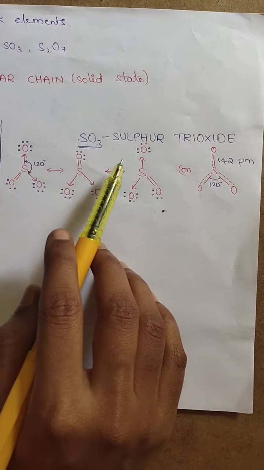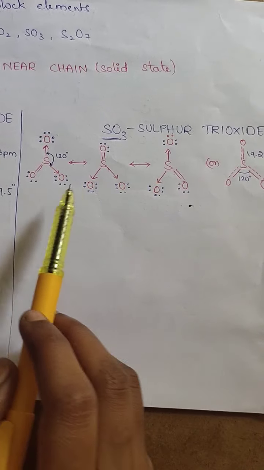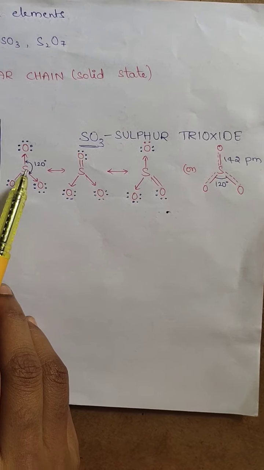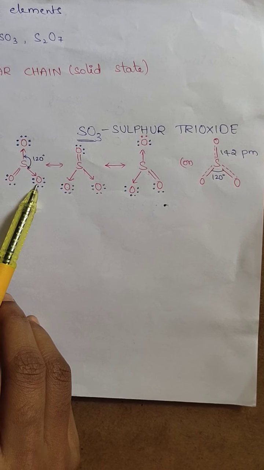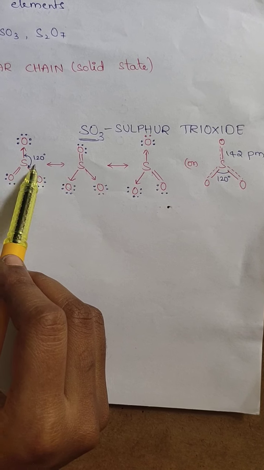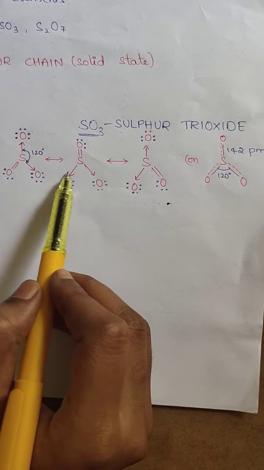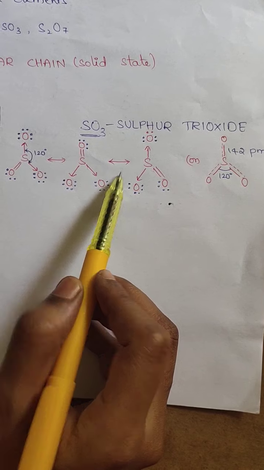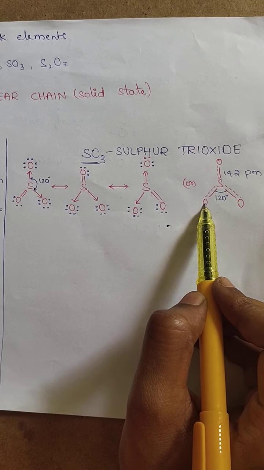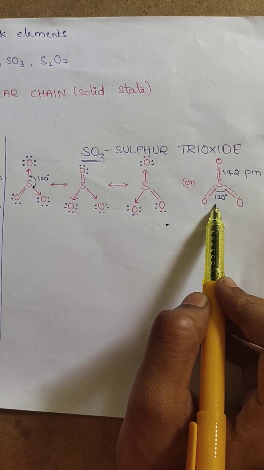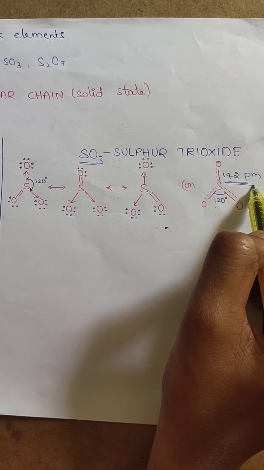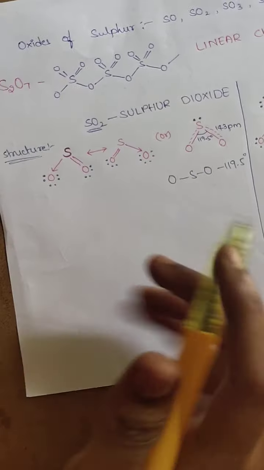The sulfur to oxygen bond length is 143 picometers. Next one is sulfur trioxide. The structure of sulfur trioxide will be like this. Here, two dative bonds are there from sulfur to oxygen, and the bond angle between O-S-O is 120 degrees. These two are the resonance structures of sulfur trioxide, or we can draw the structure like this also. The bond angle O-S-O is 120 degrees and the bond length is 142 picometers.